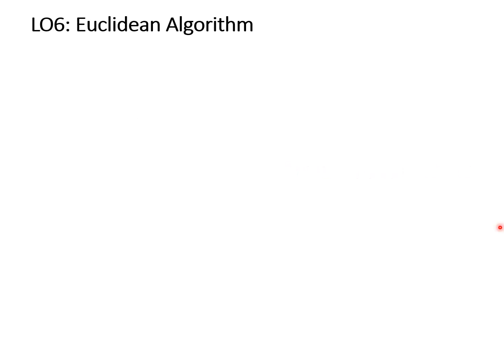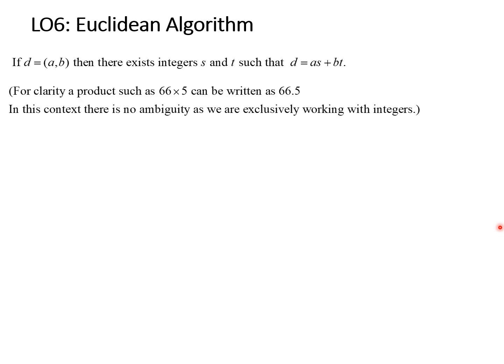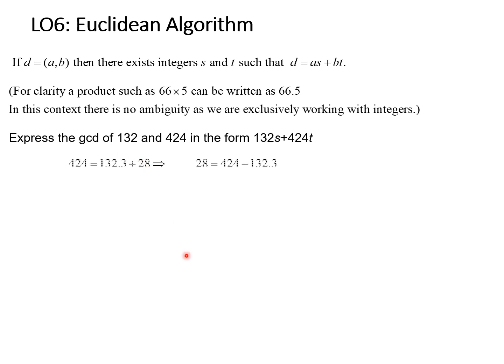Next, we will actually look at how to apply the Euclidean algorithm. So this is based on the knowledge from the previous slides, right? Which is the division algorithm extended to finding the greatest common divisor and so on. So for example, express the greatest common divisor of 132 and 424 in the form of 132s and 424t. That's what we're trying to do. Yeah, we're going to express it in terms of two other unknowns.